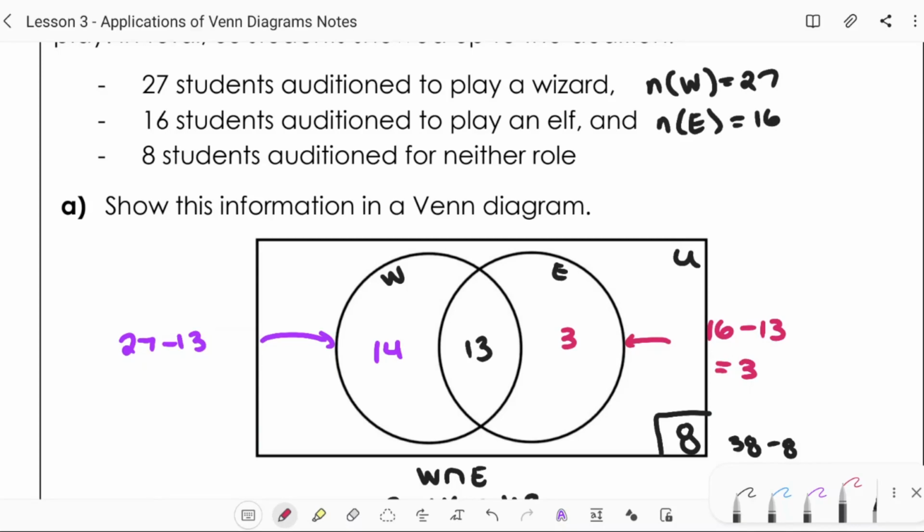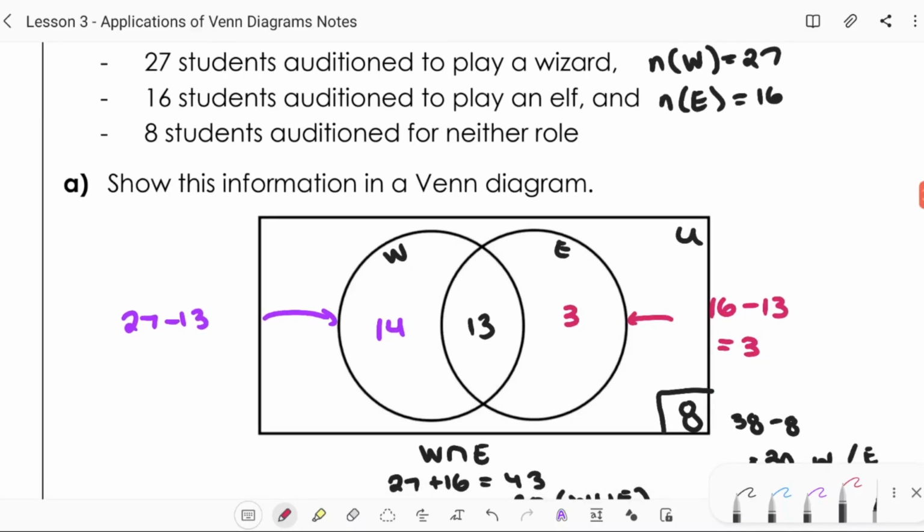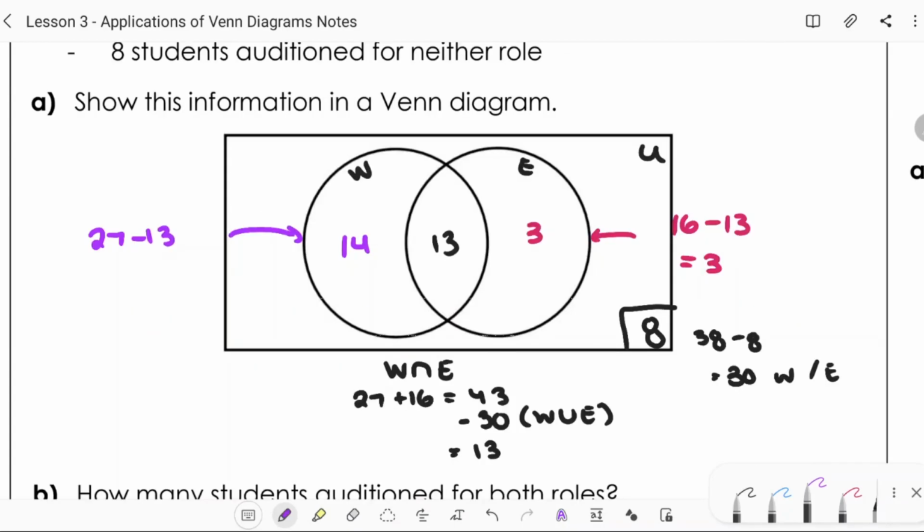Again, in total, check it out. We need to make sure this whole thing totals to 38. 14 wizards plus 13 keeners who wanted to be both, plus 3 elves only, plus those 8 kind of nervous Nellies who didn't apply for either. This should total up to 38. 14 plus 13 is 27, plus 3 is 30, plus 8 is 38. Every student is accounted for and only accounted for one time.